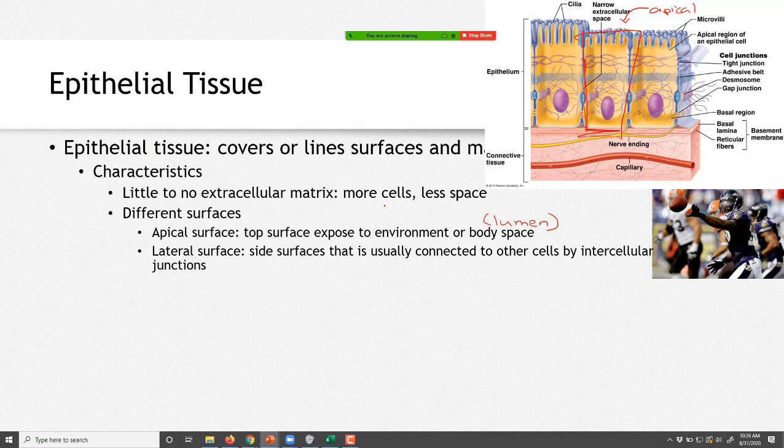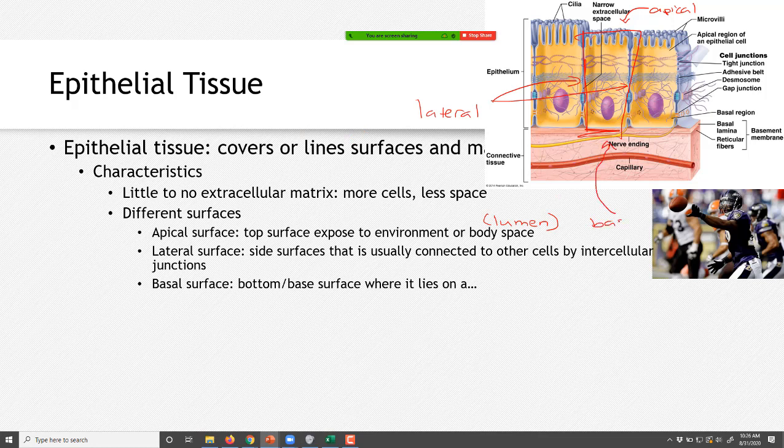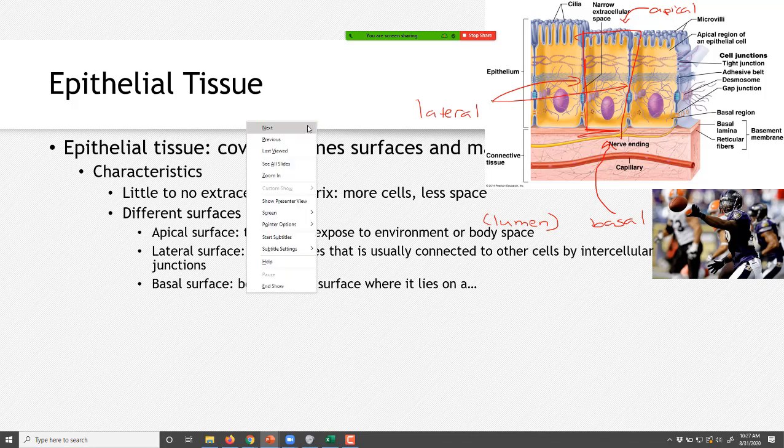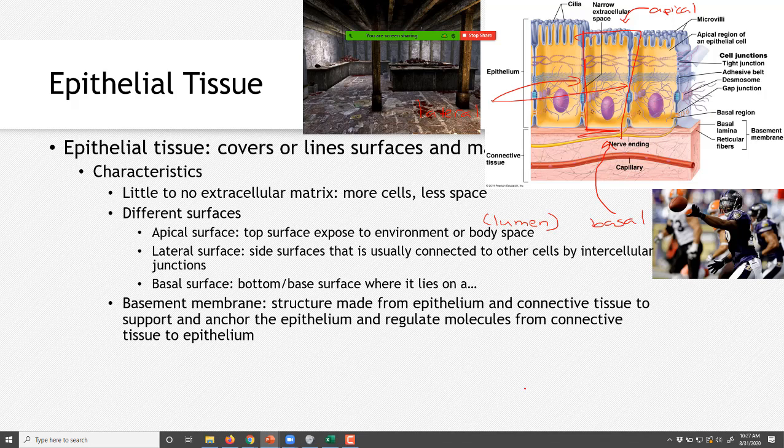And then there are these lateral surfaces. The lateral surfaces are going to be the side surfaces of these cells. So right here on the sides are going to be the lateral surface. And then on the bottom is going to be the basal surface, which makes sense, right? It's on the base. This basal surface is going to be connected to connective tissue. And there's a little structure right in between the connective tissue and epithelial tissue called the basement membrane. This basement membrane connects the epithelial tissue and connective tissue together.